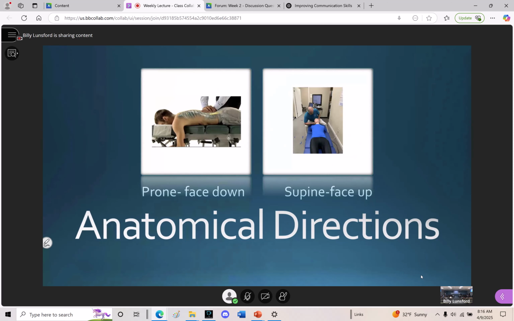Patient laying face down. Patient laying face up, spine.